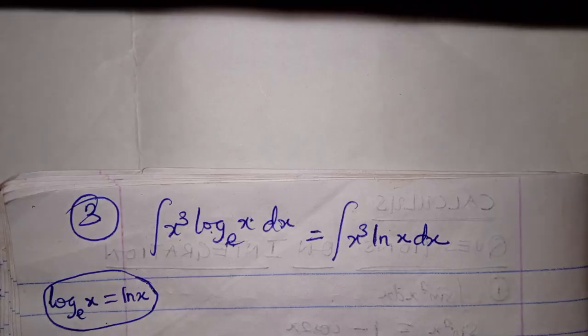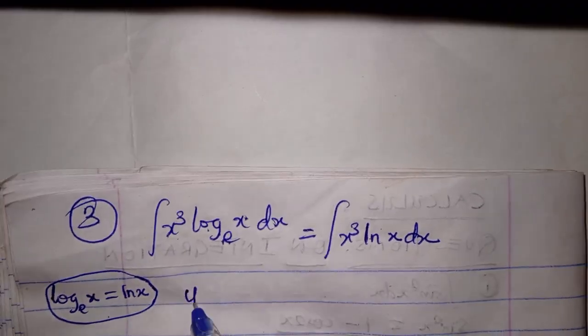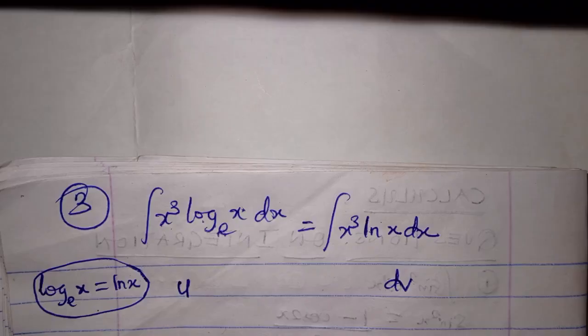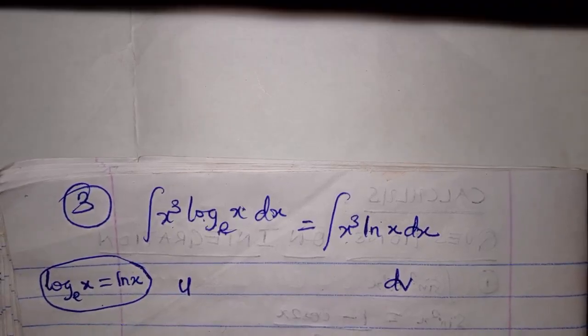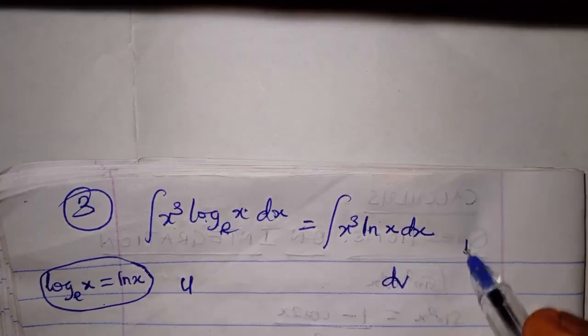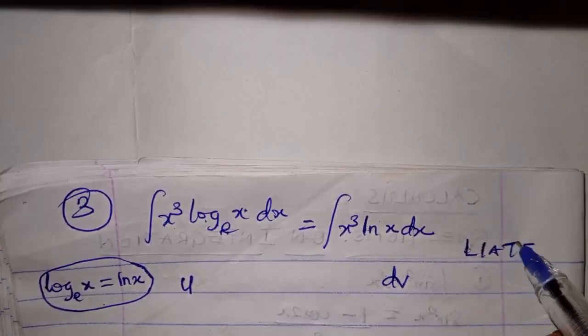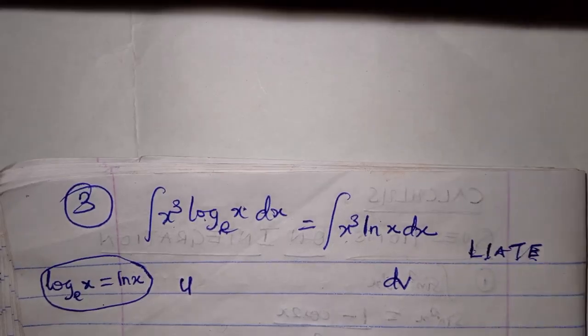Integration by parts is used to evaluate the integral of a product. When integrating by parts, we make two choices: one choice for u and one choice for dv. So what do we choose as u now? There is a mnemonic that I gave that we use to choose u and dv, and that mnemonic is LIATE: Logarithmic, inverse, algebraic, trigonometric, and exponential.